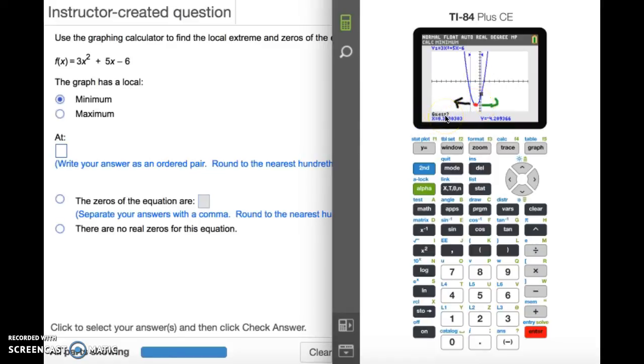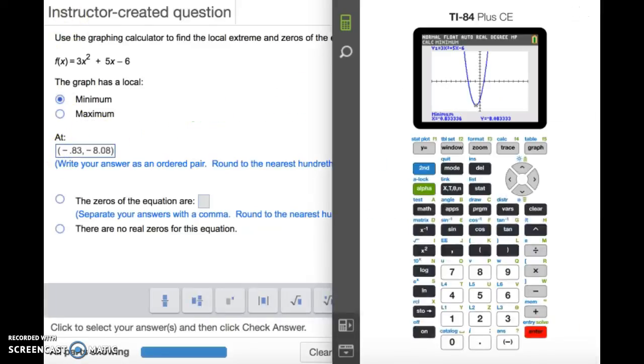I don't know why the calculator has guess. We're just going to always skip that, press enter one more time, and the calculator will tell me that I have a minimum value at x equals negative 0.83, and I'm rounding that to the nearest hundredth. And then my y value is negative 8.08. So I'm going to type those numbers in.